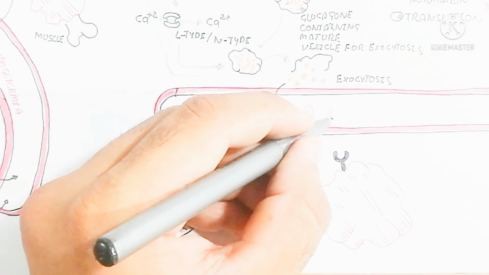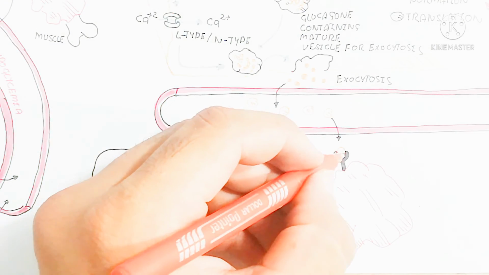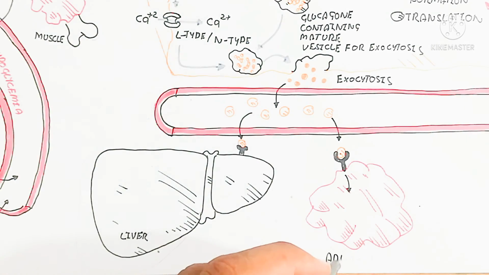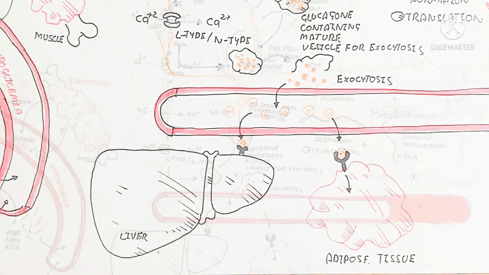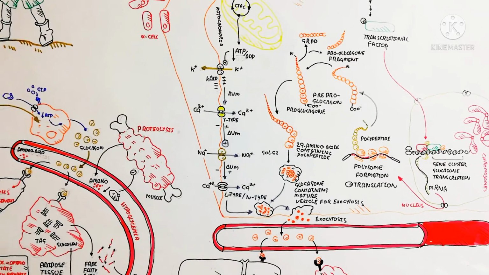When it binds with the adipose tissue, glucagon will increase gluconeogenesis, glycogenolysis, and glucose, and acetyl-CoA production and free fatty acids, as well as the adipose tissue also having this function.